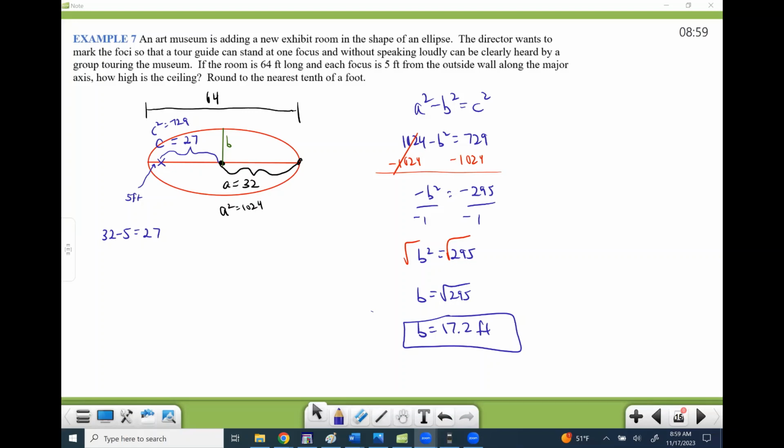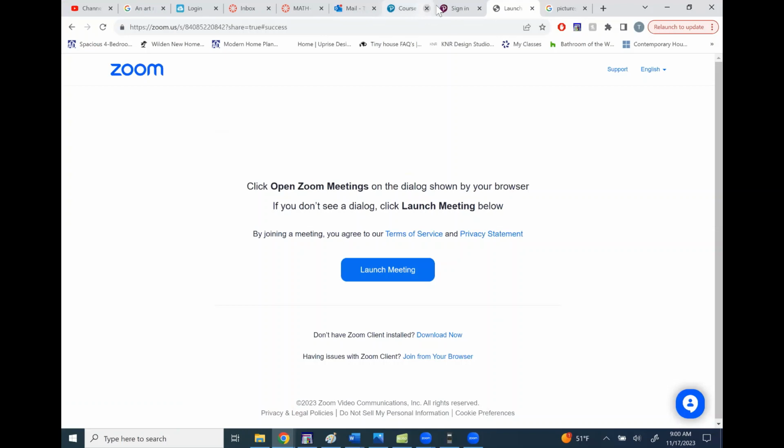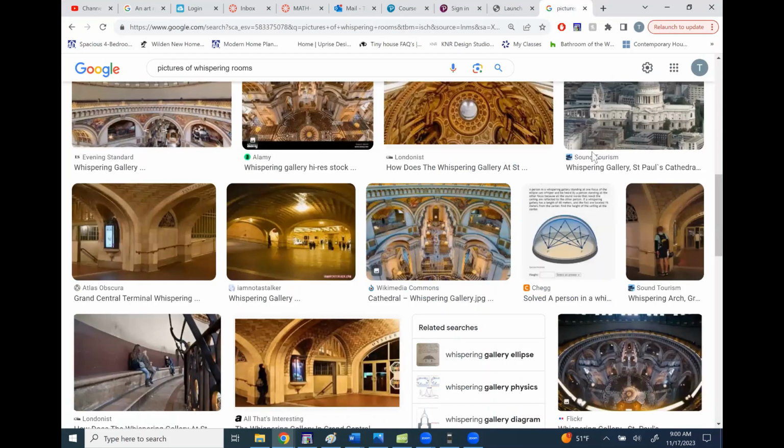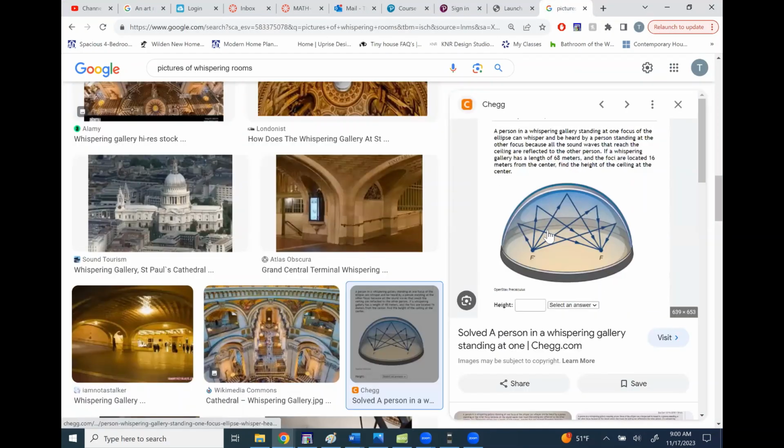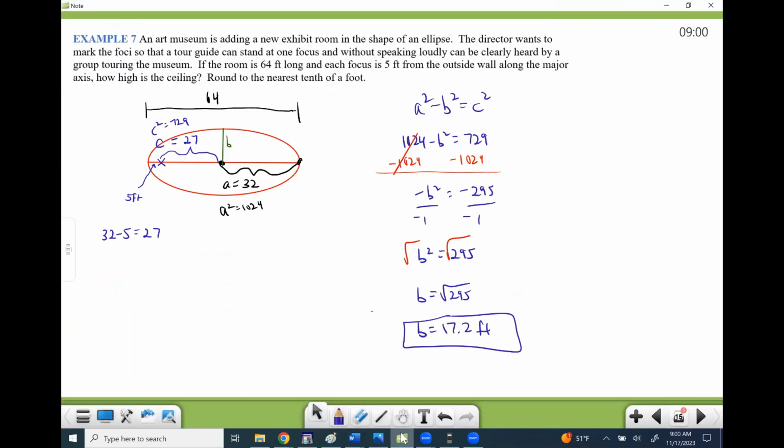So at this point, you might be wondering, okay, so we found B, what does that mean? And honestly, the problem's not really well written to decide if that's enough. Because from what I've seen when I've been looking up whispering rooms, they could be designed a lot of different ways. I'm just going to show you some of the ones that I saw on the internet. So if our whispering room looks like this, then we're done. I'm going to call this the snow globe one, right? Then we're done. The answer is what it is.